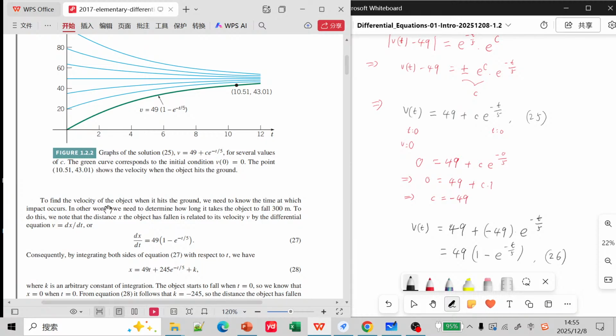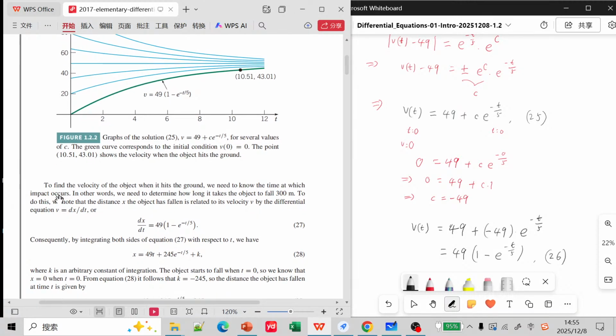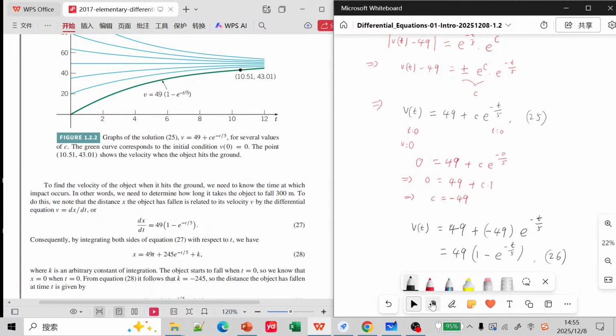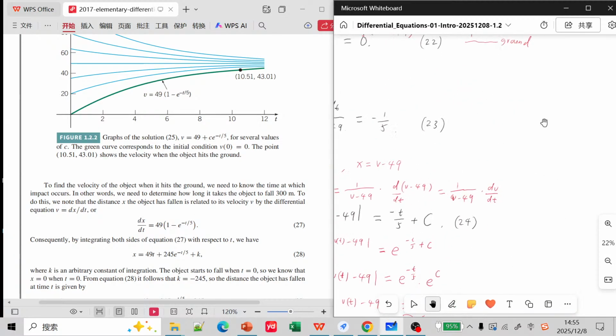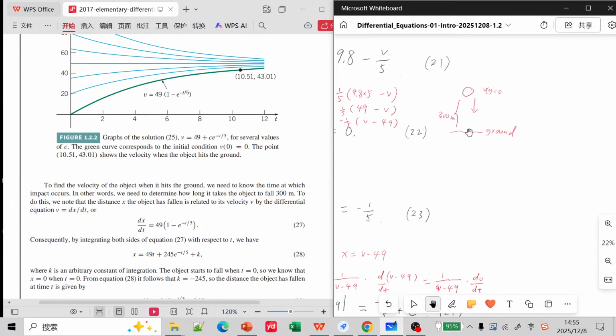To find the velocity of the object when it hits the ground, we need to know the time at which impact occurs. So when this object hits the ground, in other words, we need to determine how long it takes the object to fall 300 meters. To do this, we know that the distance x the object has fallen is related to its velocity v by the differential equation v is equal to dx over dt.